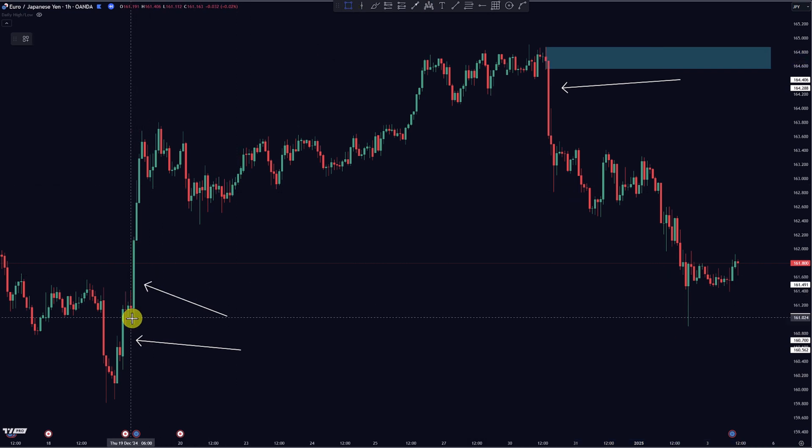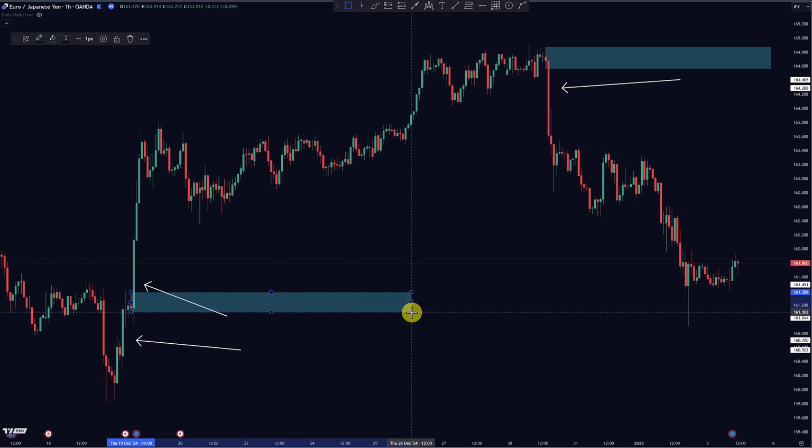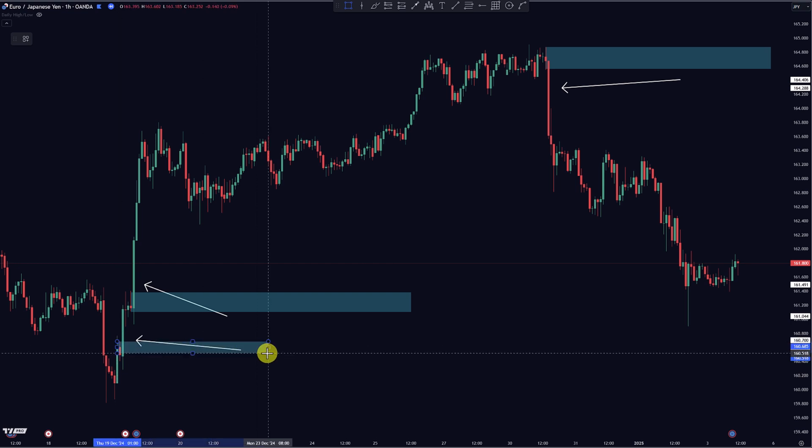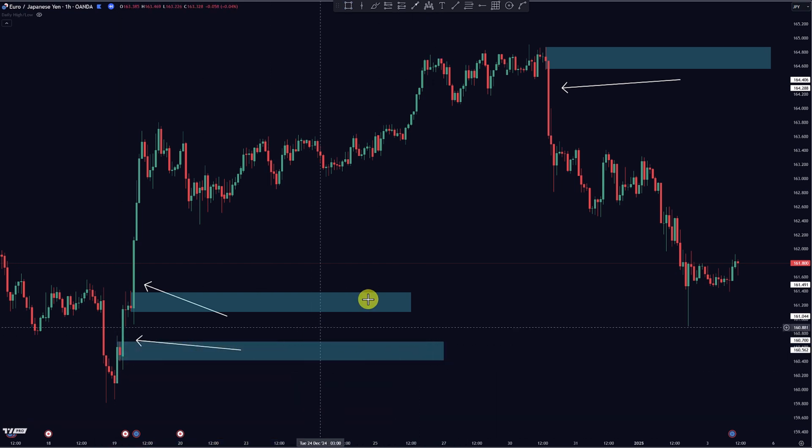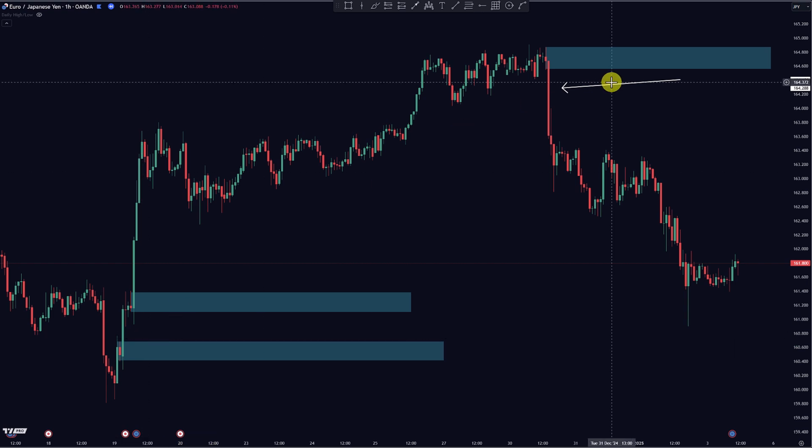And when we look left, we see one large candle here, and the small candle prior to this large candle is our demand zone. And then when we look at this candle, which is also quite large, we can draw a demand zone around here. And those are our supply and demand zones. It's really as simple as that when it comes to identifying and drawing those zones.